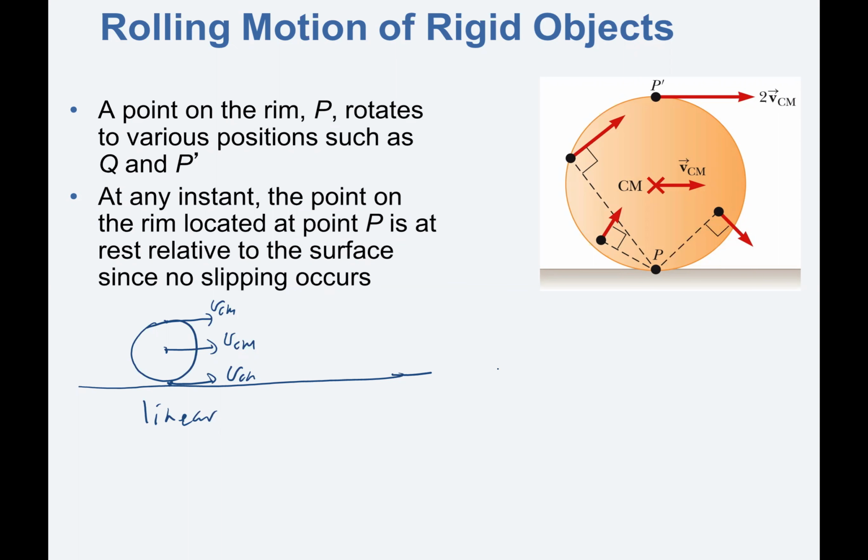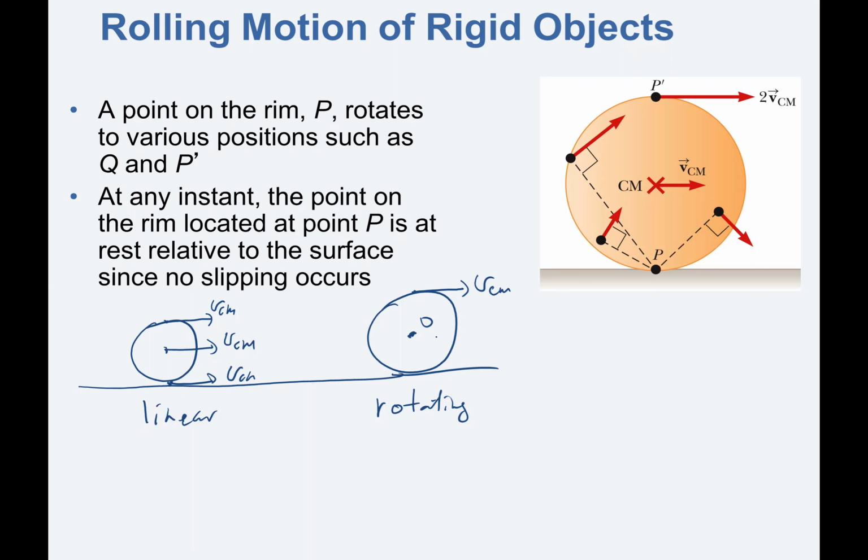Or you can have the same object, let's say, fixed at the center and start rotating. When it's rotating, let's say clockwise, the top moves with the center of mass speed. The center, well, the center has no speed, right?